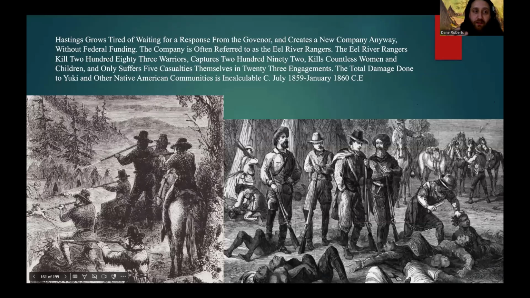However, Hastings would grow tired of waiting for a response from the governor, and would then go on to create a new company anyway without federal funding. The company is often referred to as the Eel River Rangers. The Eel River Rangers would go on to kill 283 warriors and would capture 292 warriors, and then would kill countless women and children, and would only suffer 5 casualties themselves in over 23 engagements.